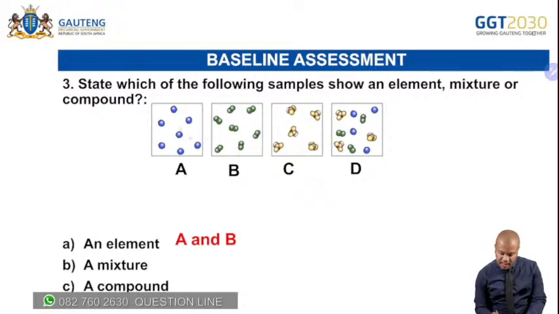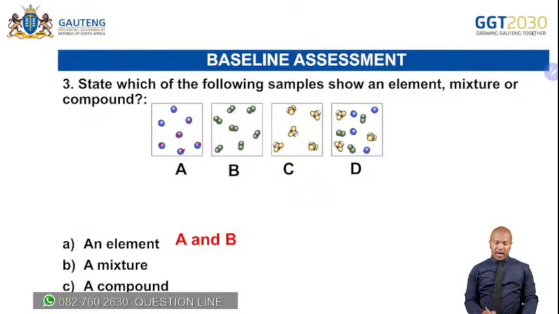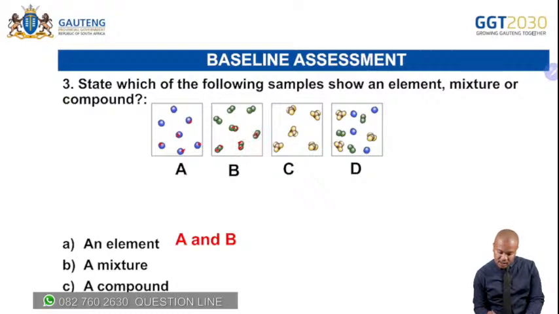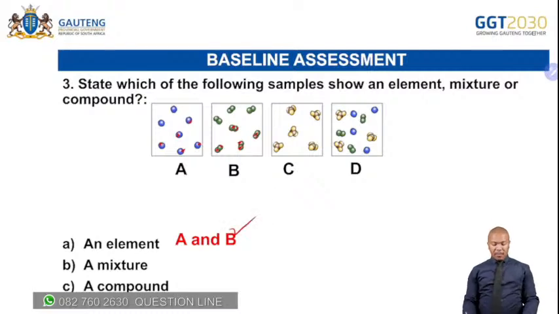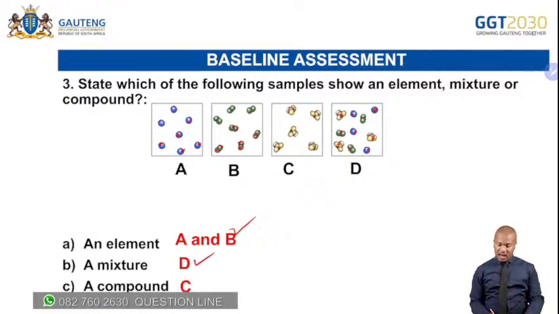Let's look at A and B. This is one element. This is one atom of an element. And also in B, you have what? Diatomic elements. So now the answer for an element is A and B. A mixture, what is the answer? The answer is D. Look at the substances here. They are all different, but they are not chemically bonded together. And a compound, the answer is C. We have different components or elements which are chemically bonded together.